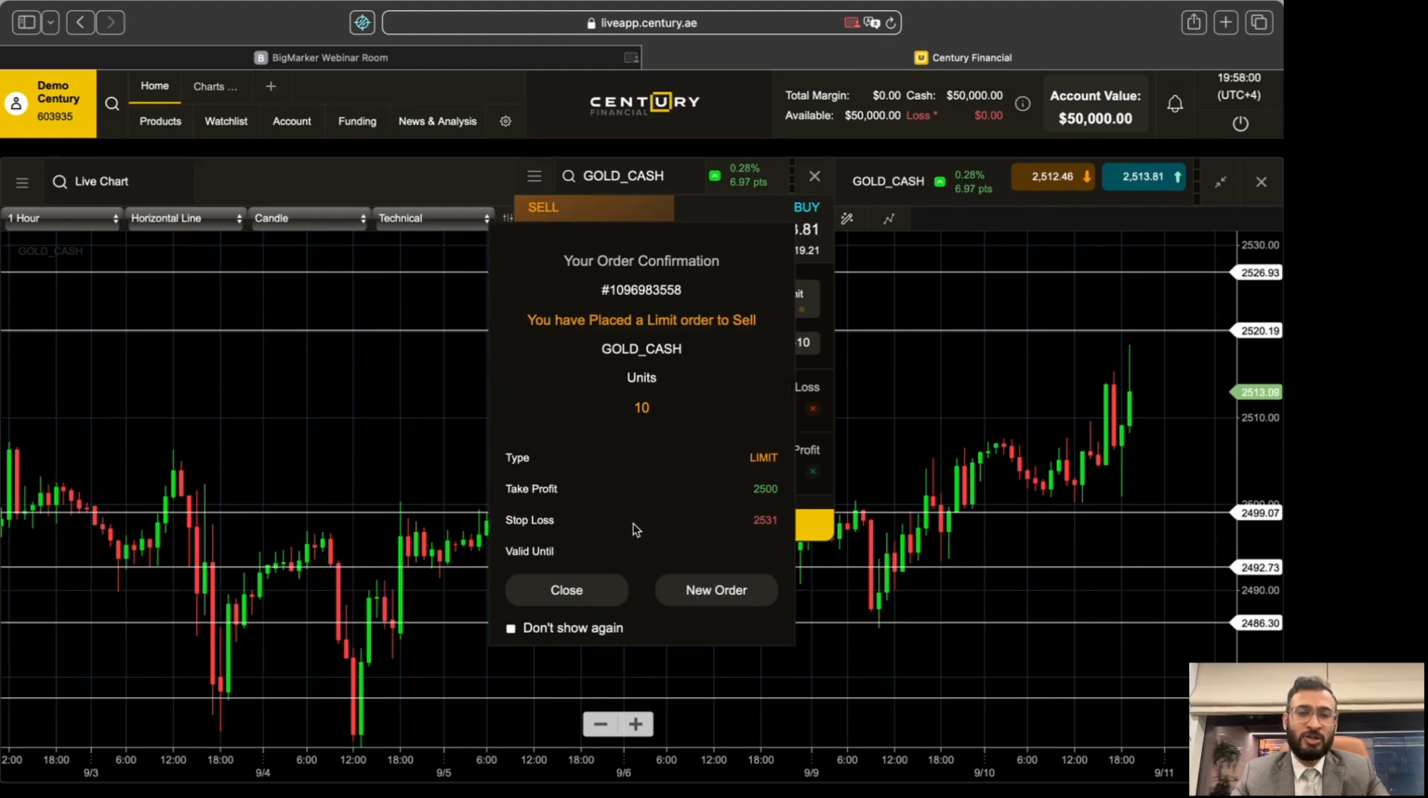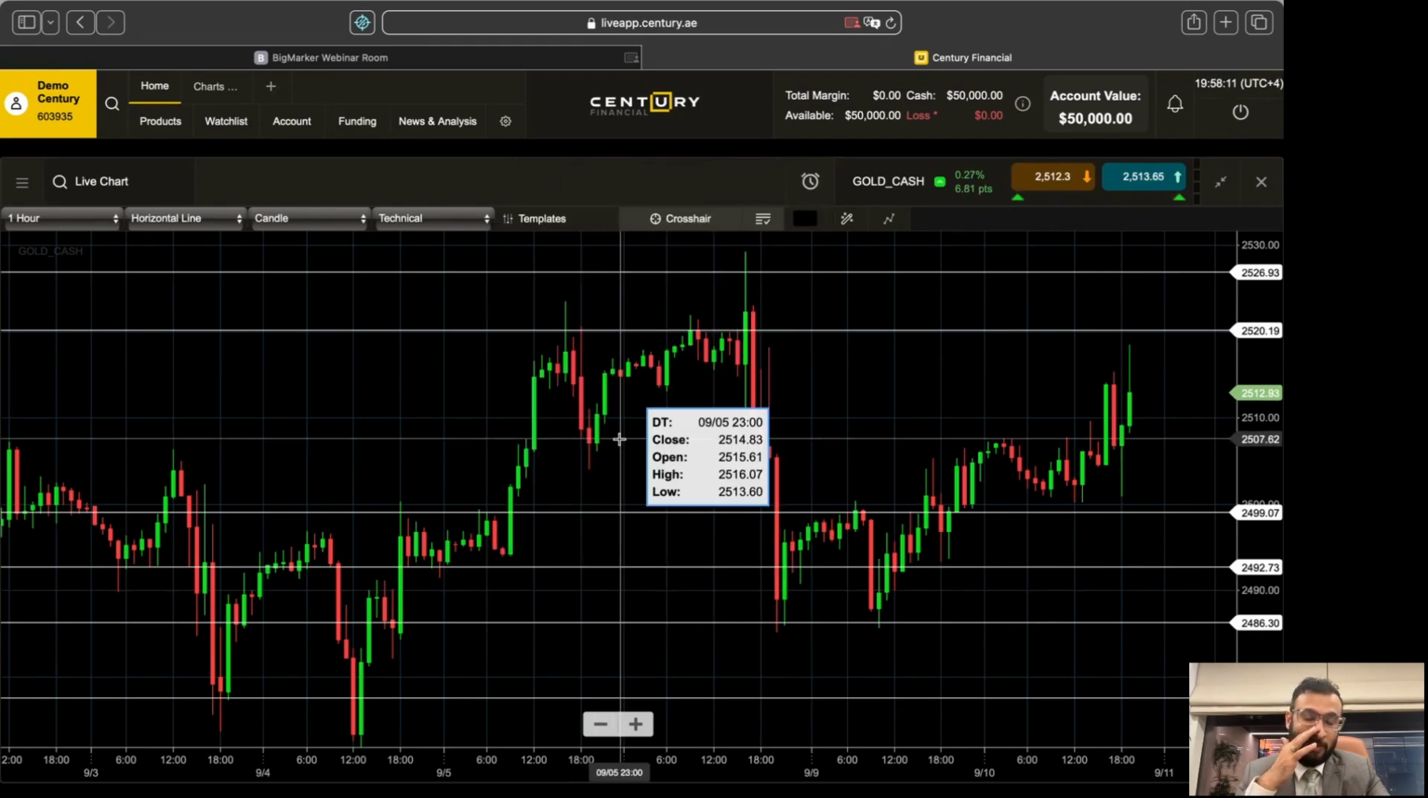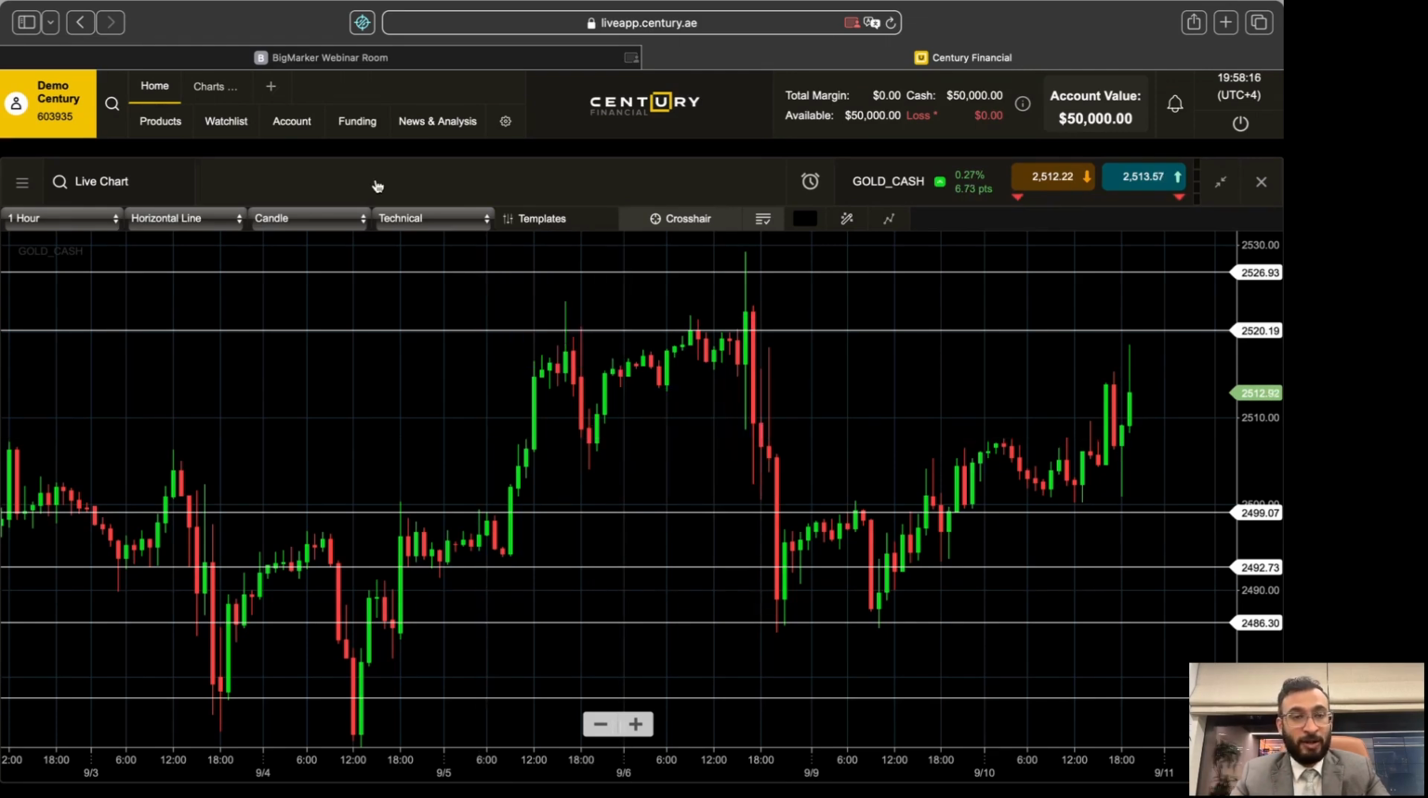Now I have placed a limit order in this case to see if it gets hit. We still have a lot of time. The markets would close around 12, 12:01, and we still have the time that our trade could be placed. So this is one way.